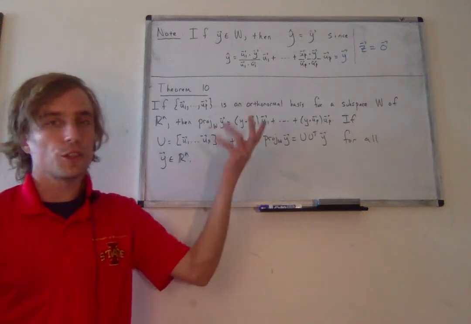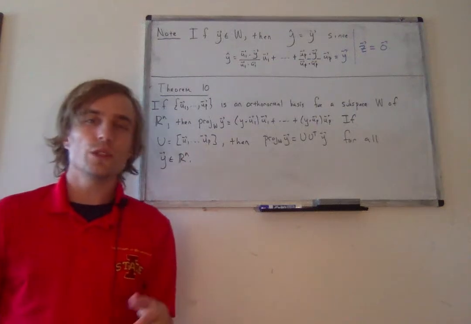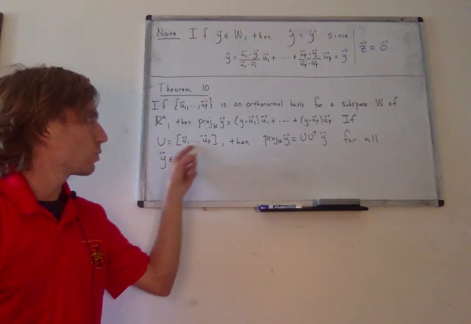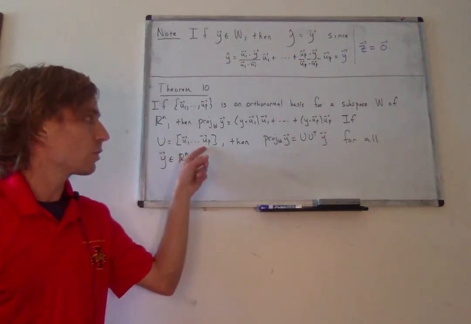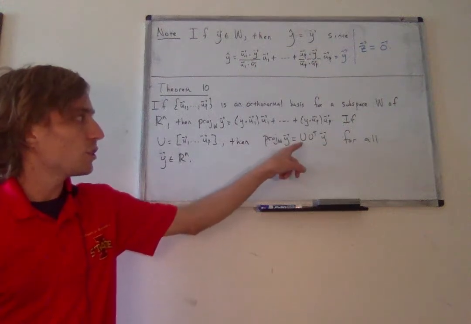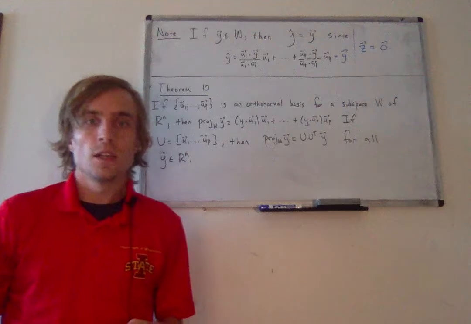Interestingly, and you can show this just by expanding this matrix, so I don't want to go into it too much, if we let U be the following matrix whose columns are these orthonormal vectors, you can actually show that the projection of y onto W is equal to U times U transpose times y.